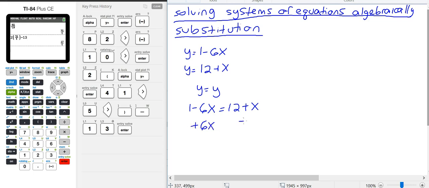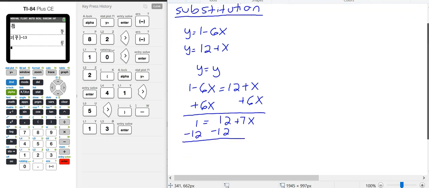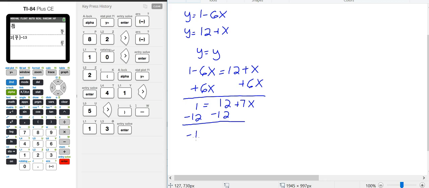Plus 6x and plus 6x. 1 is equal to 12 plus 7x. Minus 12 and minus 12. 1 minus 12 is negative 11. Negative 11 is equal to 7x. Divide by 7 and divide by 7. x is equal to negative 11 over 7. That's the x-coordinate of the intersection of these two equations.